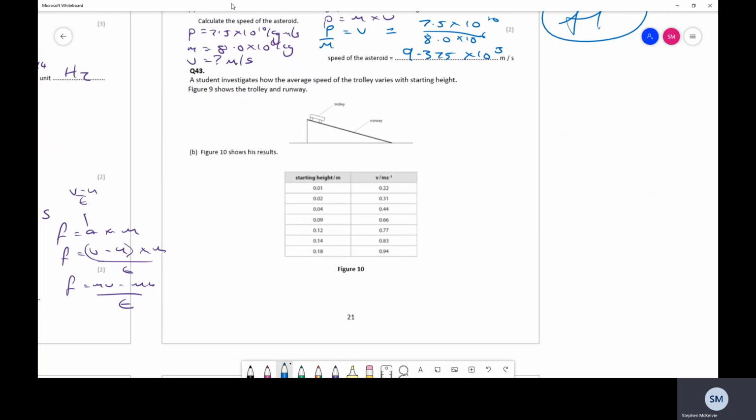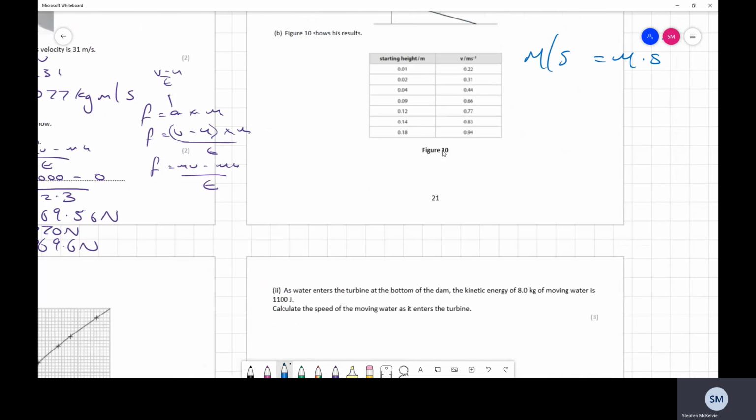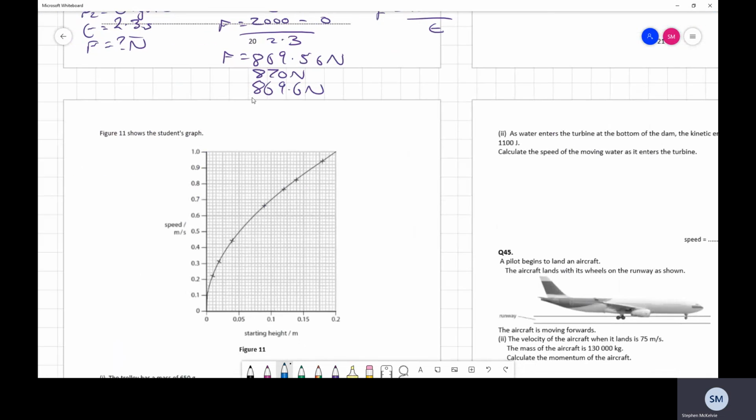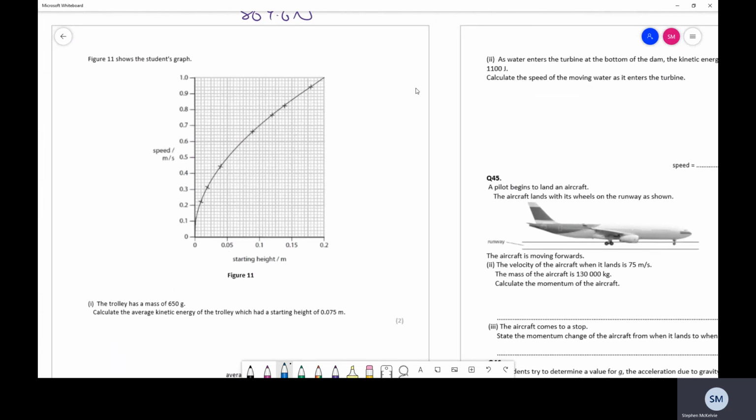A student investigates how the average speed of a trolley varies with starting height. Figure 9 shows the trolley and runway. There's your starting height. There's your velocity in meters per second. Just in case you don't know, meters per second is the same as meters per second to the power of -1. They all mean the same thing. Let's have a look at what question they're asking us. Oh, we've got a graph. Nice. The trolley has a mass of 650 grams.